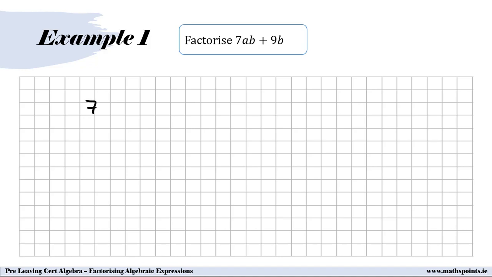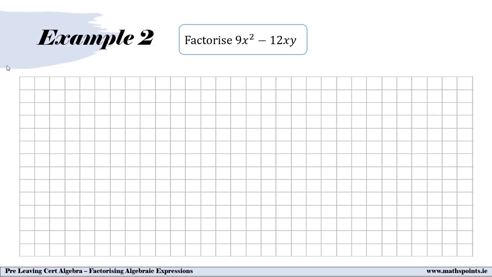So the first question asks us to factorize 7ab plus 9b, and I can see that there's a common factor to the terms 7ab and 9b. There's no numerical common factor. The only number that goes into 7 and 9 is 1, but I can see that there's a b contained in both terms. So I'm going to factor out the b, and if I divide b into 7ab, I'm left with 7a, and if I divide b into 9b, I'm left with 9. So in this question, we had a common factor of b, and so this is a common factor type question.